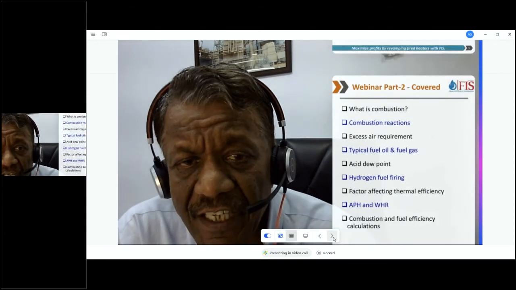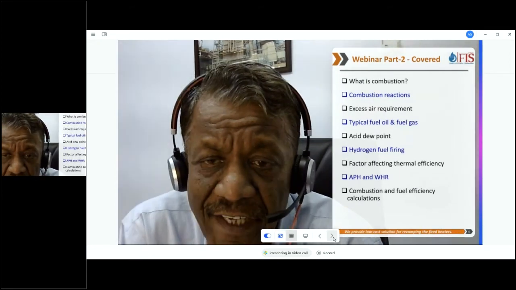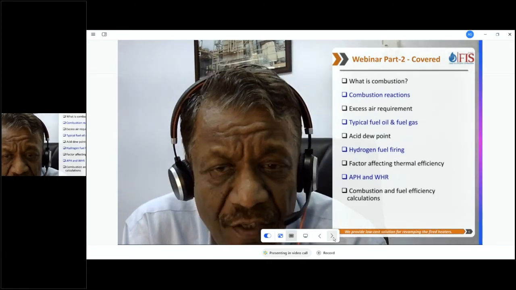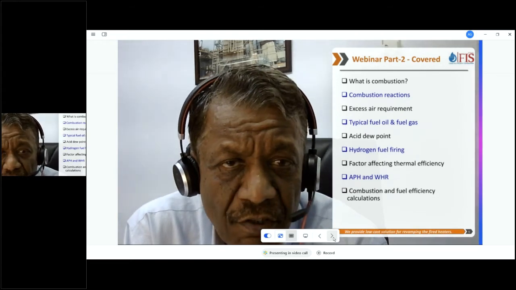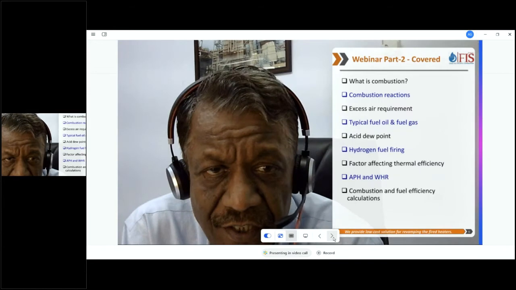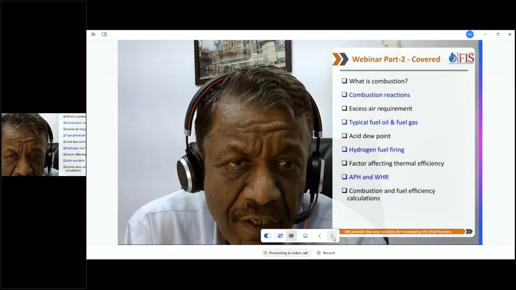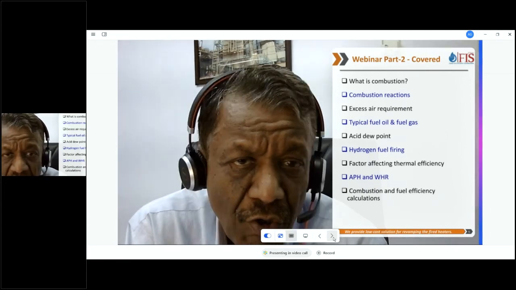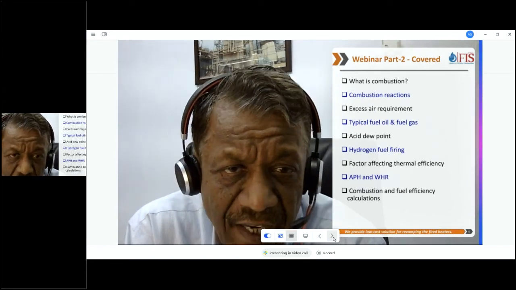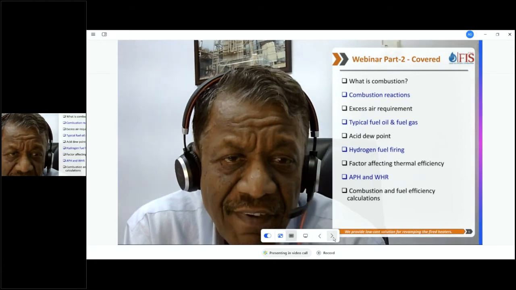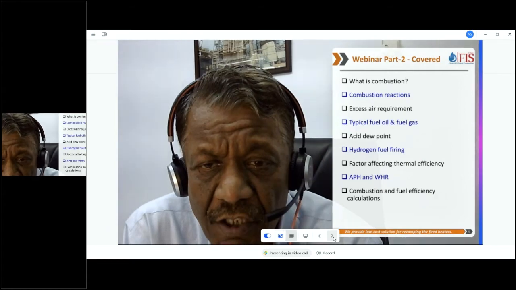Then in the second webinar, we talked about combustion. Combustion is unique to fired heaters. It's the only equipment in the refinery where you can open the peep doors and you will be exposed to flames. So we talked about combustion, excess air requirements, fuels. Nowadays, we are lucky to have only fuel gas, but previously we used to have fuel oil. Acid dew point, we talked a little bit about hydrogen firing, what is going to be the future, what are the factors affecting thermal efficiency, and these type of things. So that's what we talked about in our second webinar.